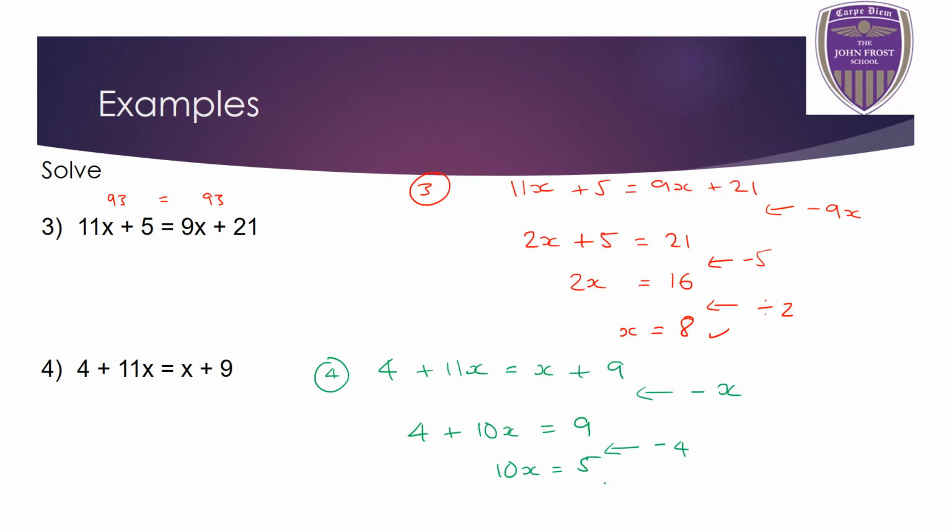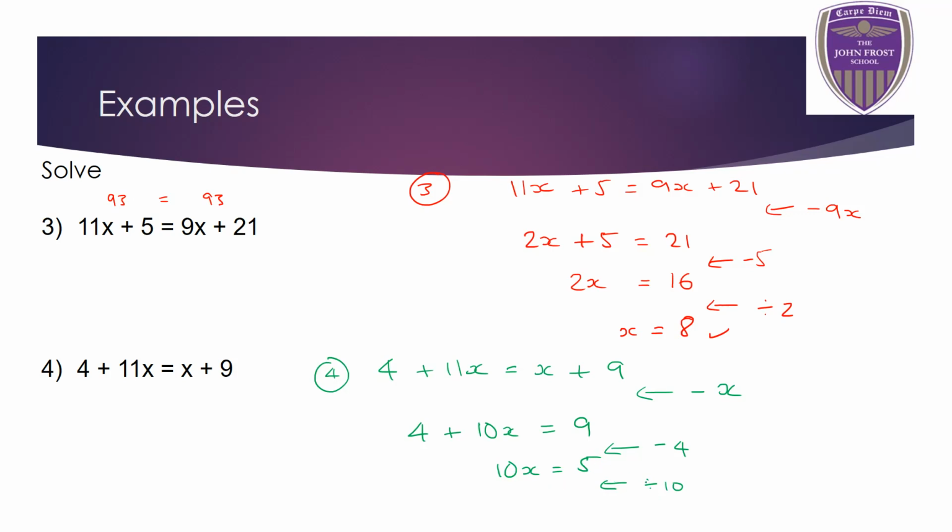And so many people would be tempted now to say that x equals 2, but 2 times 10 is not 5, is it? So x is not 2. All right, this means 10x, remember, means times by 10. Well, the opposite is to divide by 10. So we're not doing 10 divided by 5.